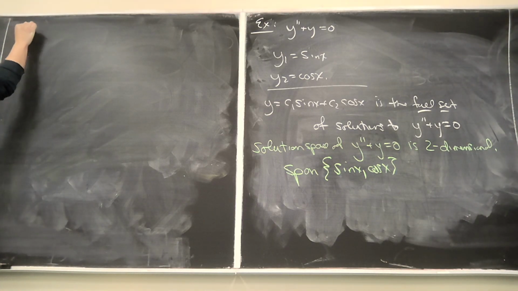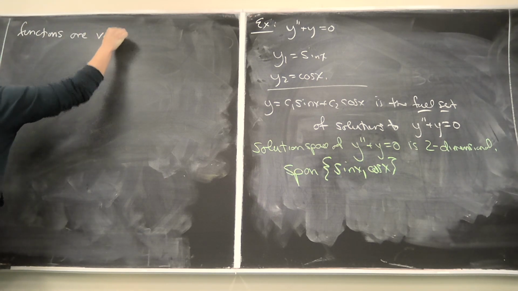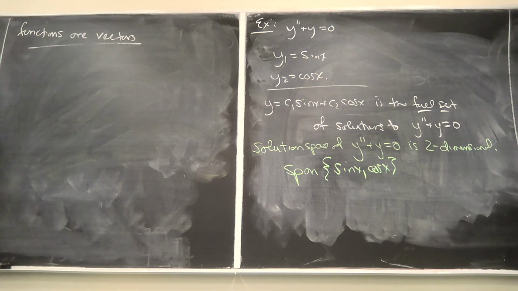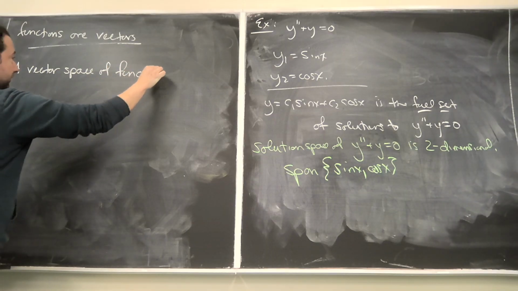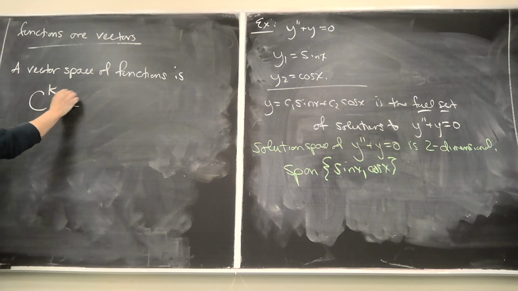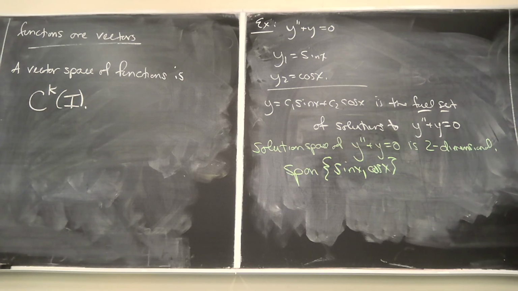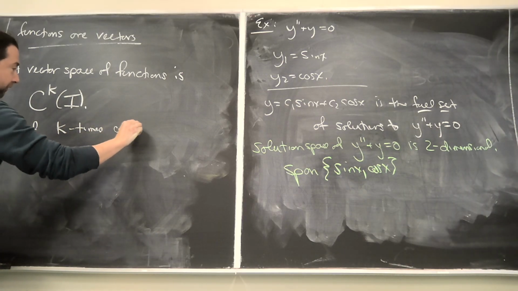So now, functions are going to be vectors. Functions are vectors, and they live in a specific vector space when we're talking about differential equations. A vector space of functions is what's called C^k(I). This is the set of k times continuously differentiable functions.